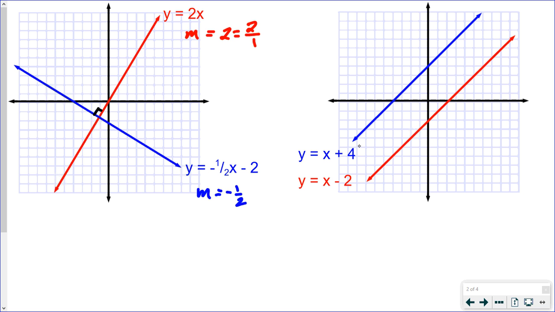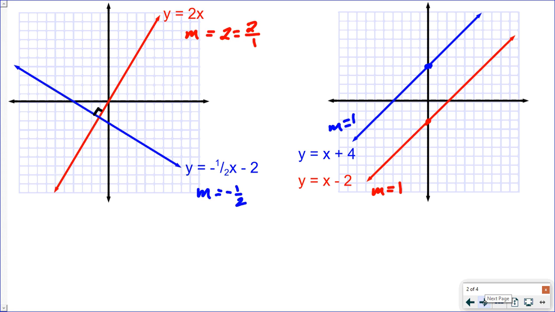All right, now here's two lines that are parallel, and the way we know they're parallel is that they have the same slope. This one has a slope of 1, and this one has a slope of 1. And they have different y-intercepts. So this one crosses the y-axis at 4, and this one crosses the y-axis at -2. Okay? So again, here's the takeaway. Perpendicular lines, their slopes are opposite reciprocals of each other. Parallel lines, their slopes are the same.